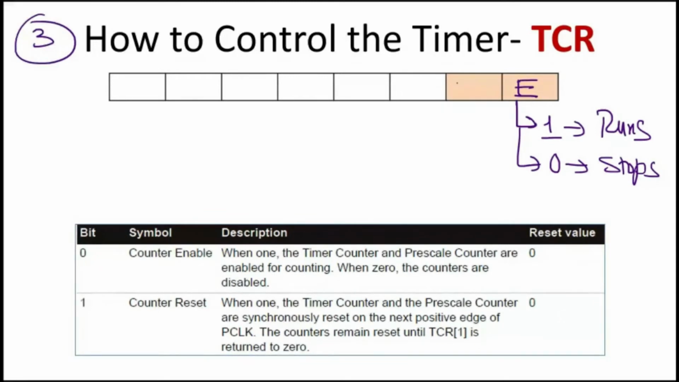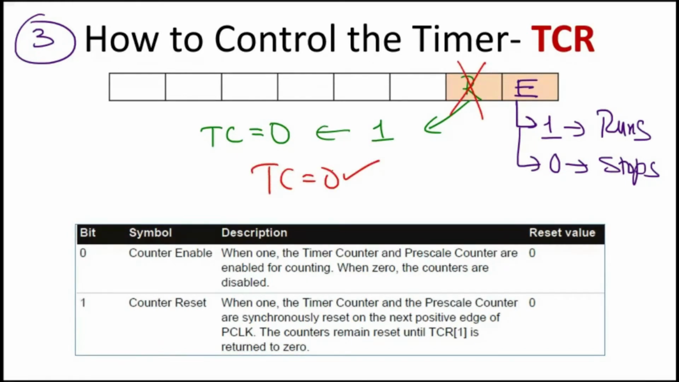The next bit is the reset bit, which we don't use. If you put the reset bit as 1, the timer counter becomes 0. This is essentially used for resetting your timer. If this is equal to 0, nothing happens. But as I told already, we will not be using this because we can simply put the timer counter equal to 0. This is more appropriate and more straightforward than using this reset bit. So we use only one bit of this particular timer control register, which is the LSB.